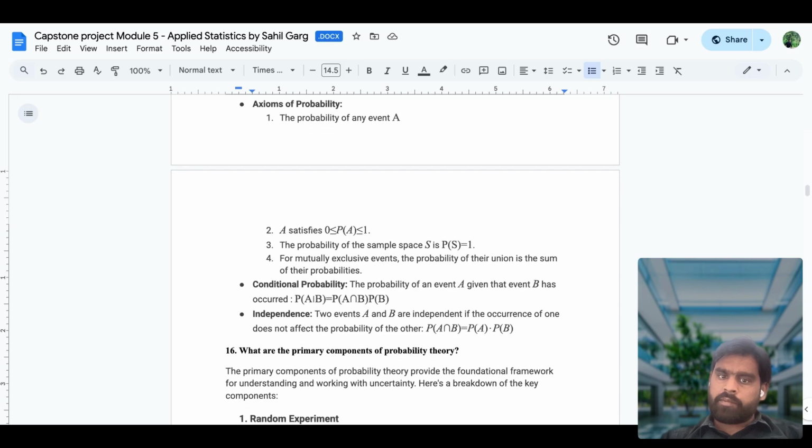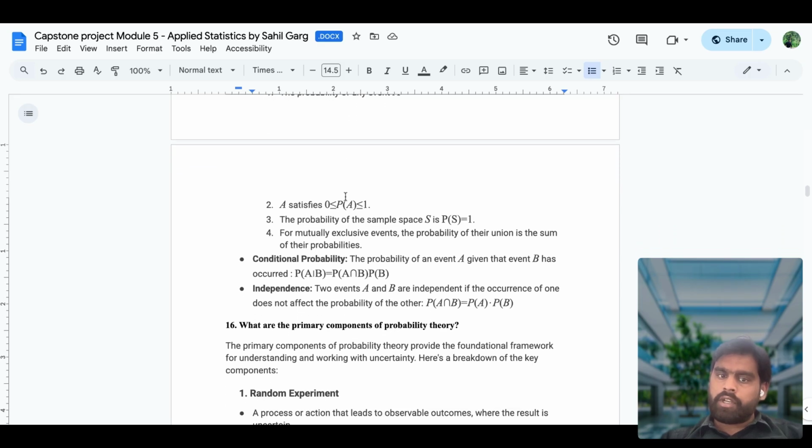So, properties of probability: the probability of an event will always be between 0 and 1. It can be either 0 or 1 also, no problem in that. The probability of a sample space is always 1. If we calculate the sum of all the probabilities of the events, it would come out to be 1. For mutually exclusive events, the sum of their probabilities is 1.